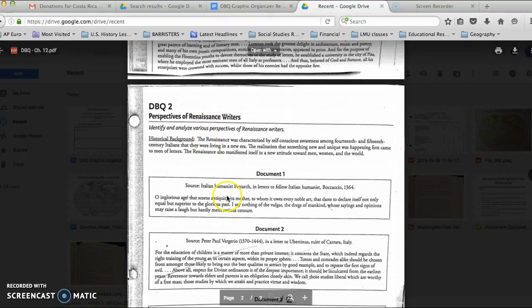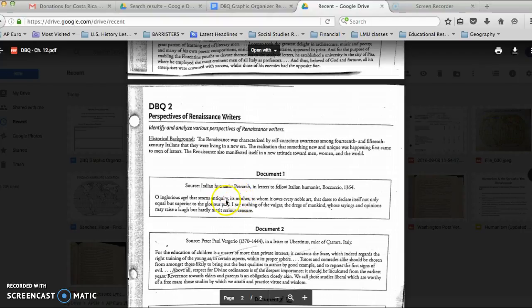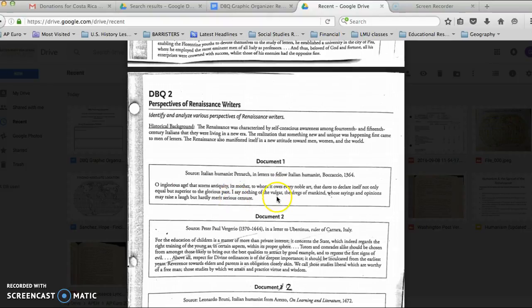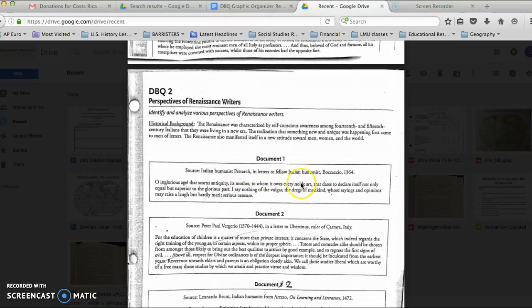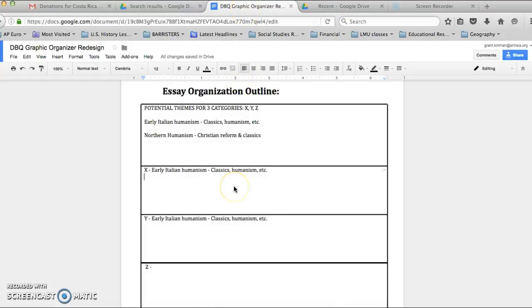Alright, document 1. Italian humanist, Petrarch, in his letters to fellow Italian humanist Boccaccio. Interesting. We know that's an Italian humanist. So even before reading it, we can probably say, and then if we read the first line, "O inglorious age that scorns antiquity," that goes against the classics, that goes against history. Its mother, the Greek and Roman authors gave birth to this age, but yet the Middle Ages, this inglorious age, are such a downer. So we know right away that what he's doing is glorifying the past, the classics, and downplaying the Middle Ages. Well, that one very easily goes here.